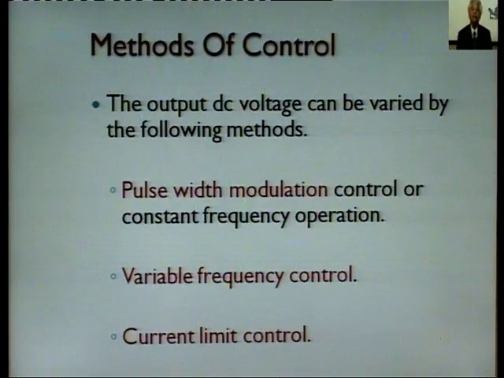Methods of control. The output DC voltage can be varied by the following methods: pulse width modulation control or constant frequency operation, variable frequency control, and current limit control. These are the three methods normally used for controlling the speed.